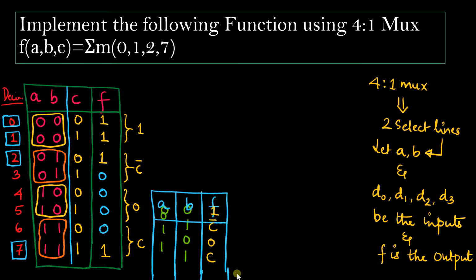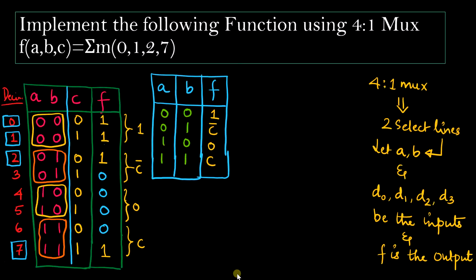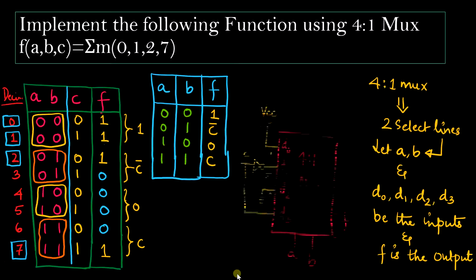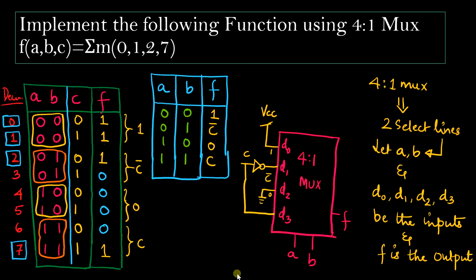So based on that, I can draw the simplified truth table as 0, 0 is equal to 1, 0, 1 is equal to C bar, 1, 0 is equal to 0 and 1, 1 is equal to C. And I can obtain the 4:1 mux wherein A and B are the select lines and D0 to D3 are the input lines, where D0 is connected to VCC because it is logic 1, D2 is connected to ground because it is logic 0, D1 is connected to C bar and D3 is connected to C.